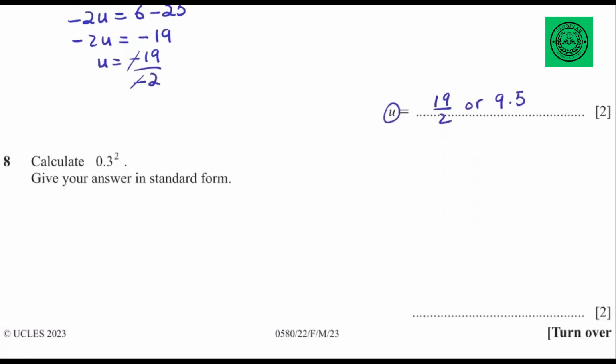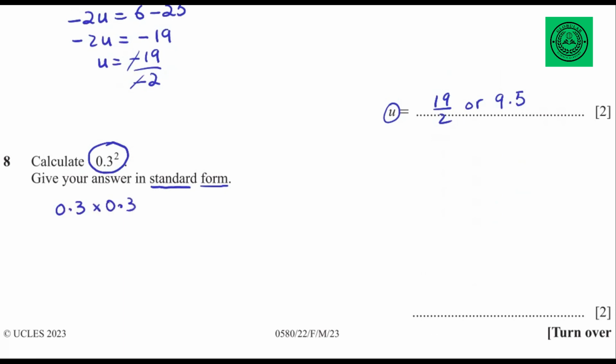Okay, next we have question number 8, in which it says to calculate the square of 0.3. We are being asked to give the answer in standard form, so we have to take care of this, that we have to write the answer in standard form. So let us go with 0.3 square first of all. We can write it as 0.3 times 0.3.